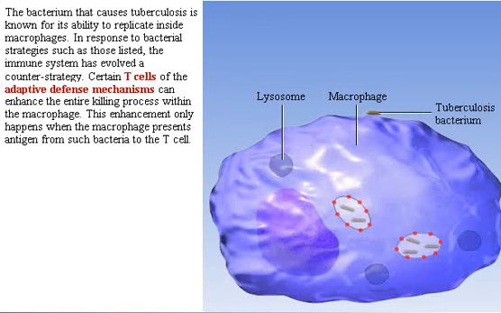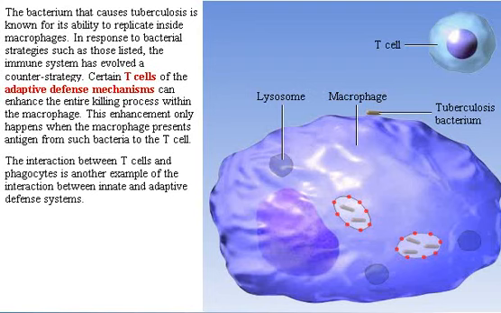In response to bacterial strategies, such as those already mentioned, the immune system has evolved a counter-strategy. Certain T cells of the more sophisticated adaptive defense mechanisms can enhance the entire killing process within the macrophage. This enhancement only happens when the macrophage presents antigen from such bacteria to the T cell. The interaction between T cells and phagocytes is another example of the interaction between innate and adaptive defense systems.